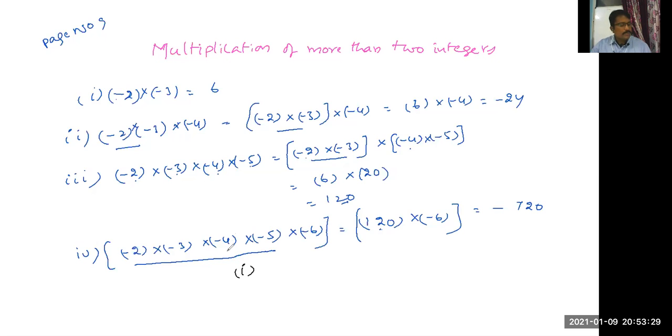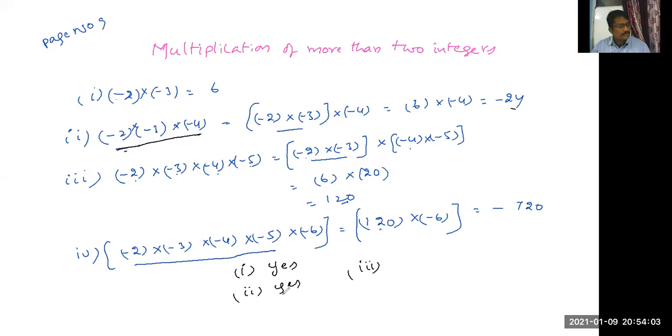First one, the product of two negative integers is a positive integer, yes, it is correct. Next, the second one: the product of three negative integers is a negative integer, yes. Here I take three negative integers. The result is a negative integer. That's why the product of three negative integers is always negative.